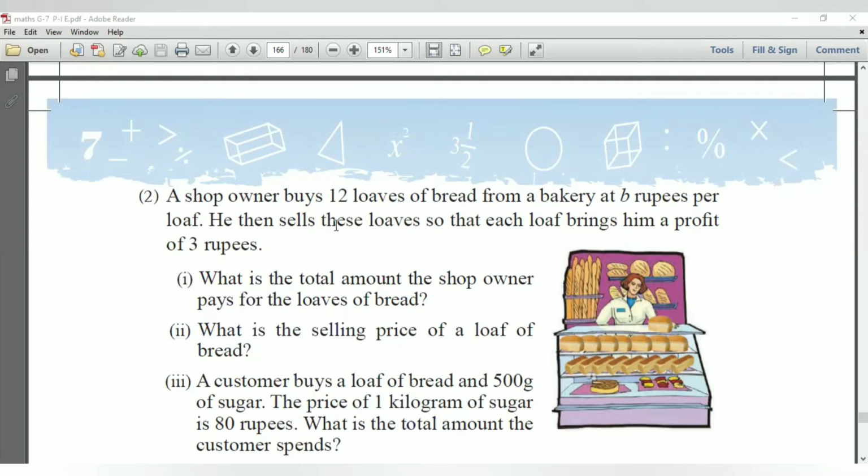He then sells these loaves so that each loaf brings him a profit of 3 rupees.